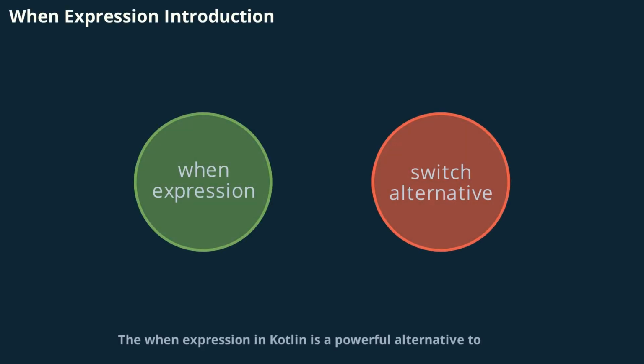The when expression in Kotlin is a powerful alternative to the traditional switch statement found in Java and other languages. Unlike switch, when is an expression, meaning it can return a value. Its syntax is cleaner and more flexible, allowing you to match multiple values, ranges, types, and even complex expressions. This makes your code more readable and less error-prone, especially when handling multiple conditions.